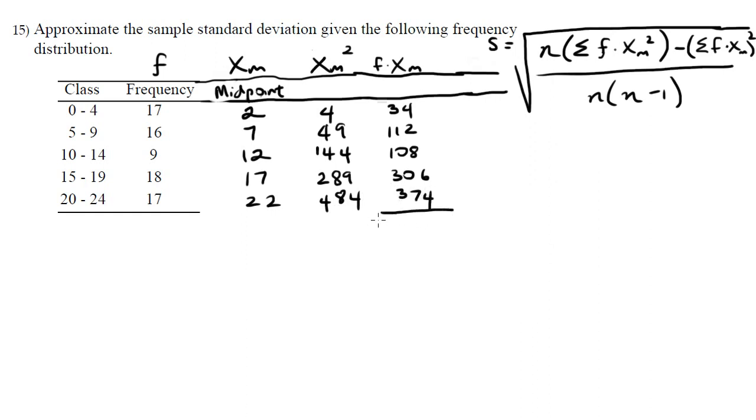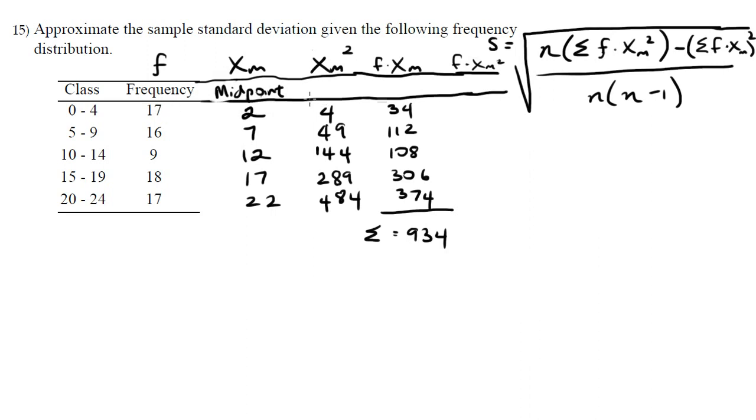And of course, there are more efficient ways to do that calculation, but I did them separately. 34 plus 112 plus 108 plus 306 plus 374. The sum is 934. This number is going here. That's the sum of the frequency times the midpoint. Now frequency times the midpoint squared. So that's here, right?